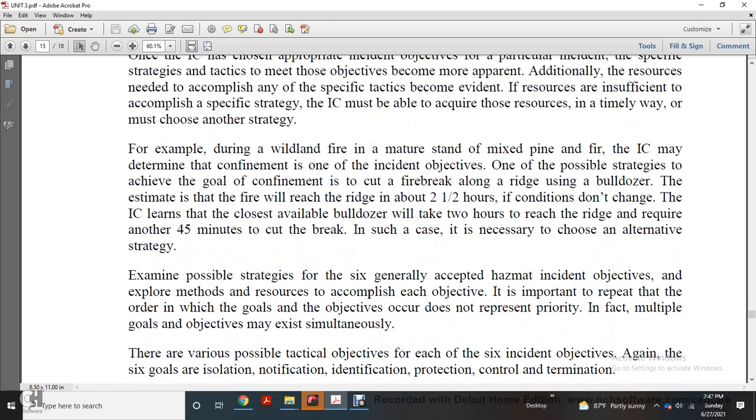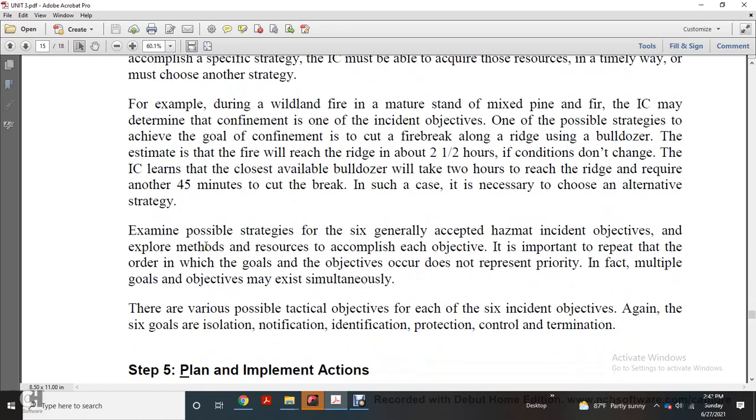For example, during a wildland fire in a stand of mixed pine and fir, incident command determines that confinement is one of the incident objectives, with other possible strategies to achieve the goal. Confinement is done by cutting a fire break along the ridge using a bulldozer, estimating that the fire will reach the ridge in about 2.5 hours. If conditions don't change, and incident command learns that the closest available bulldozer will take 2 hours to reach the ridge and require another 45 minutes to cut the break, it is necessary to choose an alternative strategy.